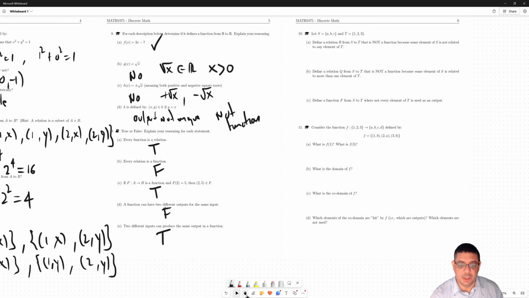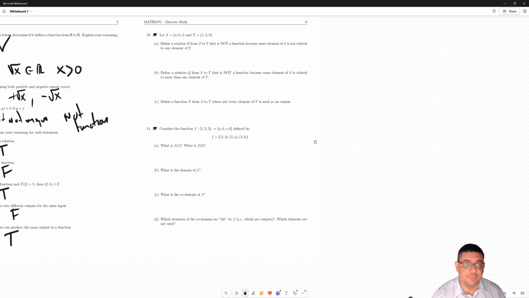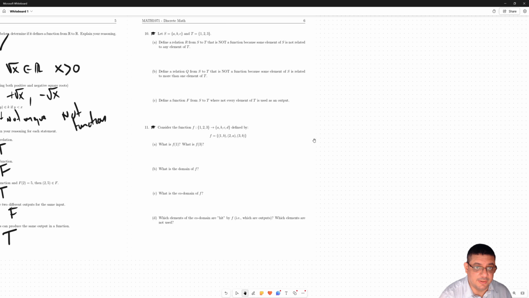Now, question 10. Let S be {A, B, C} and T equal {1, 2, 3}. Let's define a relationship from S to T that is not a function. One of the things that's going to happen here is that you can have many different relationships. So don't worry if you're getting different things, because you can get completely different things here.